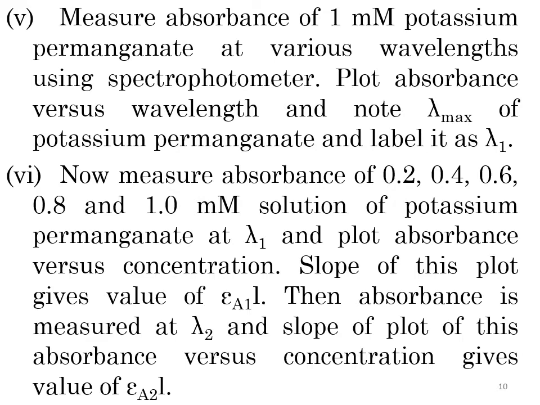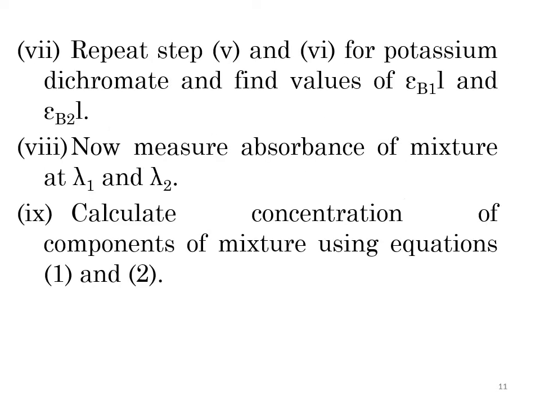Then absorbance is measured at lambda 2 and the slope of the plot of this absorbance versus concentration will give the value of epsilon A2 into L, where L is the length of the sample holder or path length of the sample holder. Repeat step 5 and step 6 for potassium dichromate as well and find the values of epsilon B1L and epsilon B2L. From the values of epsilon B1L and epsilon B2L, you will also calculate the values of epsilon B1 and epsilon B2.